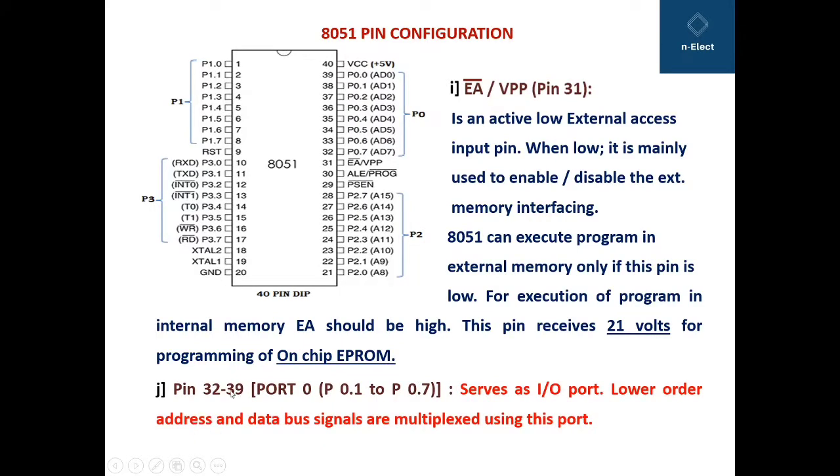Then pin number 32 to pin number 39, that is from P0.7 to P0.0. So it serves as input port or output port, both, means bidirectional, as we have seen in case of P1, in case of P3, and in case of P2. Means all these three ports we have seen that these port pins are bidirectional IO port. Similarly here, this is also serving as an IO port. Lower order address and data bus signals are multiplexed using this port. So here the multiplexing of the address bus, that is lower order address bus, and data bus takes place.